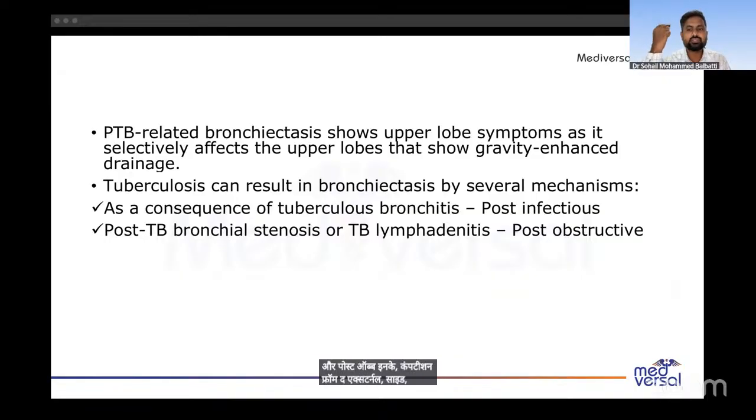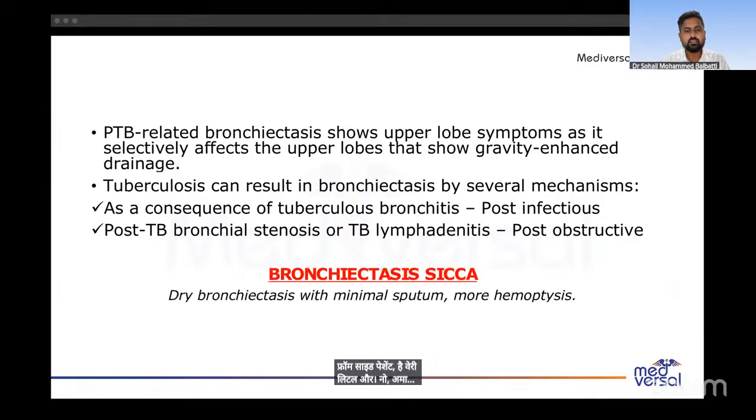So these patients tend to have very little or no sputum, but they present with hemoptysis. And this is what we call bronchiectasis sicca. Sicca means dry. So they have very minimal sputum but predominantly hemoptysis, because they don't present in the early stage, they get destroyed, and when the bronchial vessels are involved, there will be chances of massive hemoptysis. So this we are going to term bronchiectasis sicca.